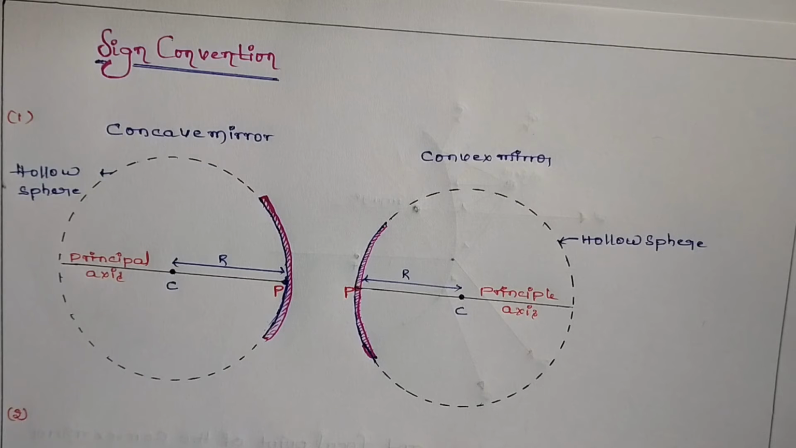While studying the reflection of light by spherical mirrors and formation of images by spherical mirrors, a set of sign conventions is needed. It is required to measure the focal length, object distance and image distance from the mirror, and also the magnification of the mirror.